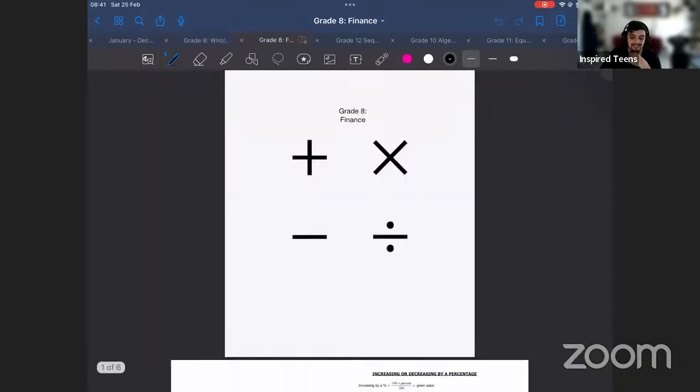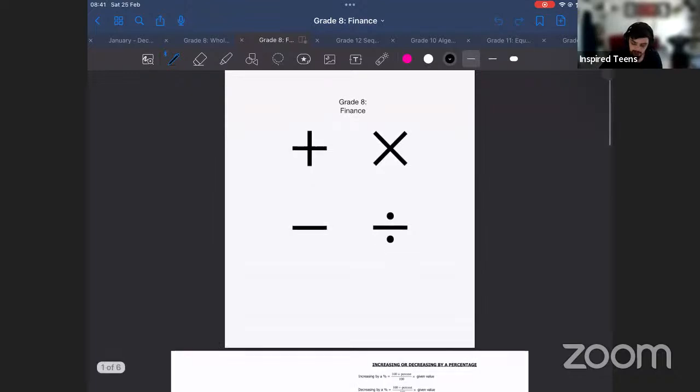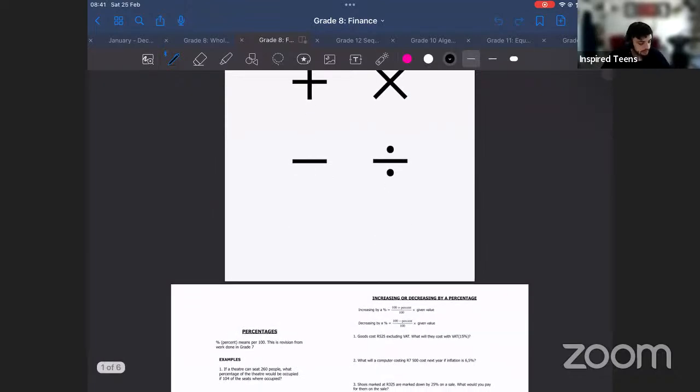Let's move on, right? Let's start finance at least so we can get the basics down. Just real quick, please tell me, what are you guys currently busy with in school?